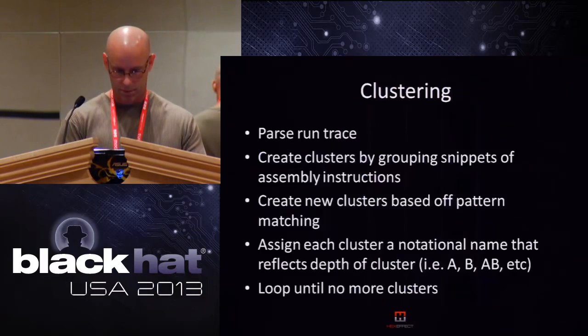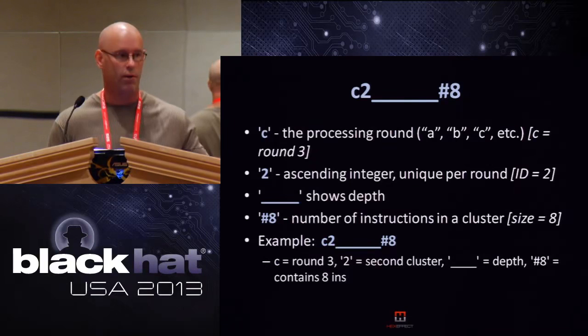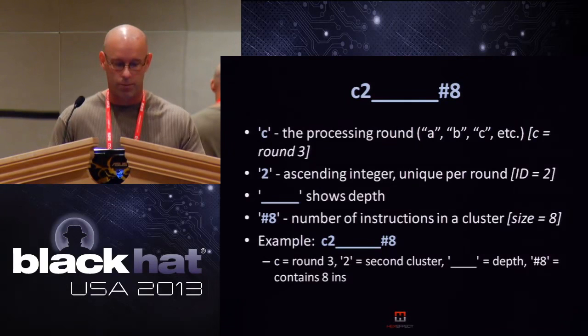I already walked you through clustering. If you pull down the source code and start playing with this, here's the nomenclature. There might be a better way of doing it, but this is what made sense to me at the time. I use the alphabet to represent the round of clustering, so in this case I'm on the third round, that's C. The 2 is just a unique identifier, so you're going to have C, 1, 2, 3, 4, 5, all the way up until we run out. We're not going to run out of numbers.